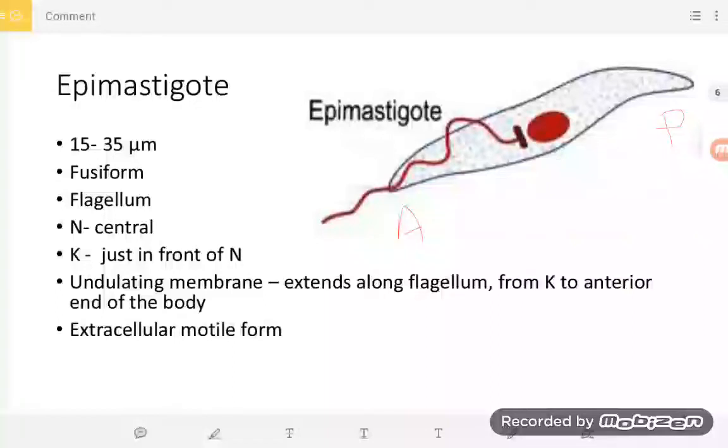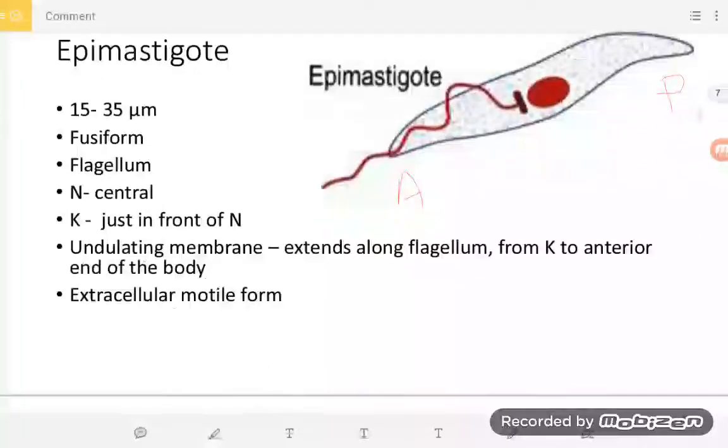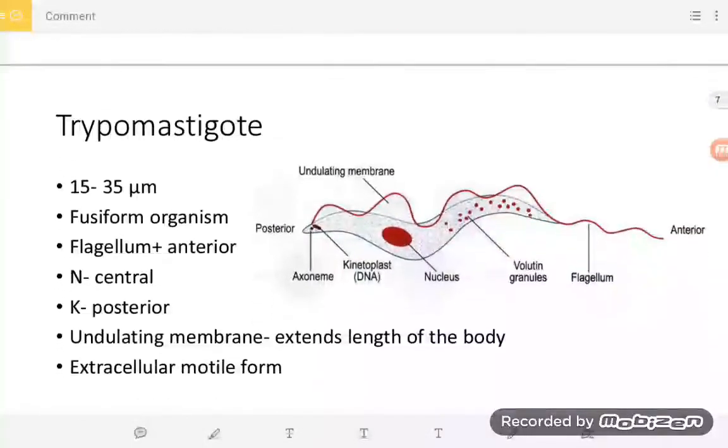And the other thing, this is also an extracellular motile form. So when they ask you to draw the epimastigote form, you have to consider the cytoplasm color, the nucleus color, the undulating membrane color, and the kinetoplast color. So you should remember.